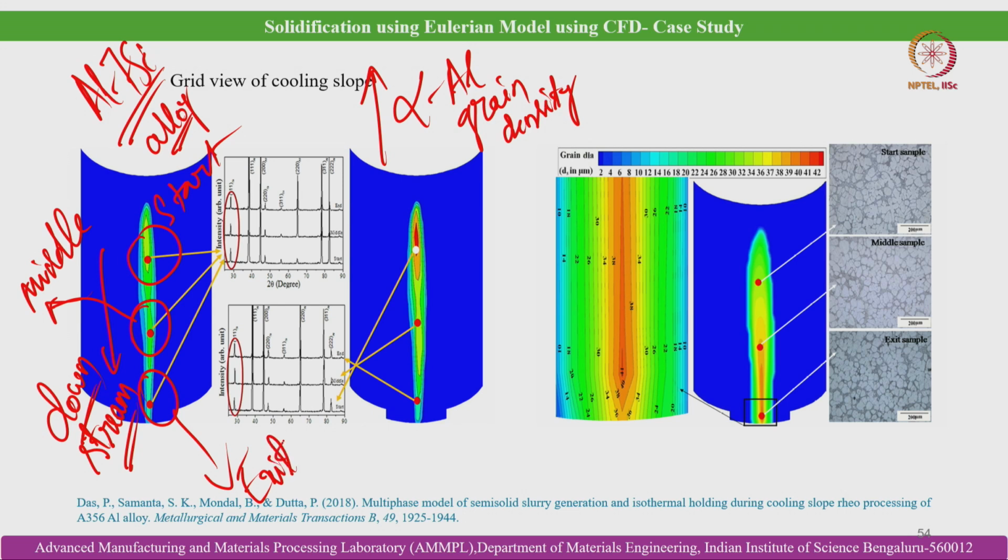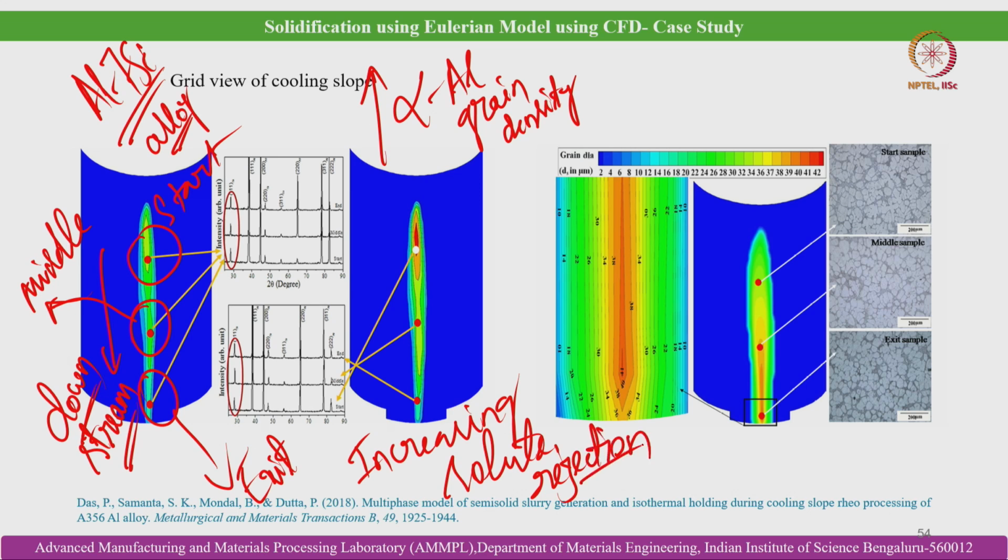So, you can see the increasing peak height signifies the increasing solutal segregation, solute rejection, while it is travelling to the exit of the slope. Okay. So, here the solidification physics of the melt, while it is flowing along the slope, is simulated with accuracy, and so these are the benefits of process model development.